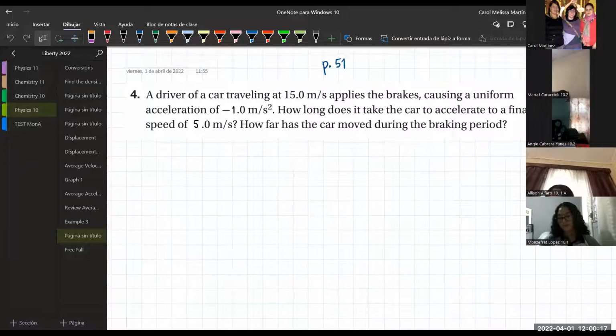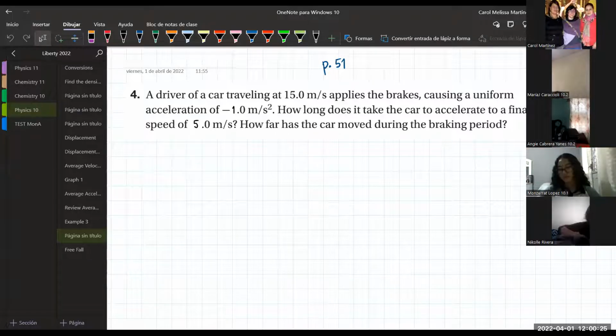Okay, it says that a driver of a car traveling at 15 meters per second applies the brakes, causing a uniform acceleration of -1 meters per second squared. How long does it take the car to accelerate to a final speed of 5 meters per second? How far has the car moved during the braking period? So, you can make a sketch just to represent the situation.